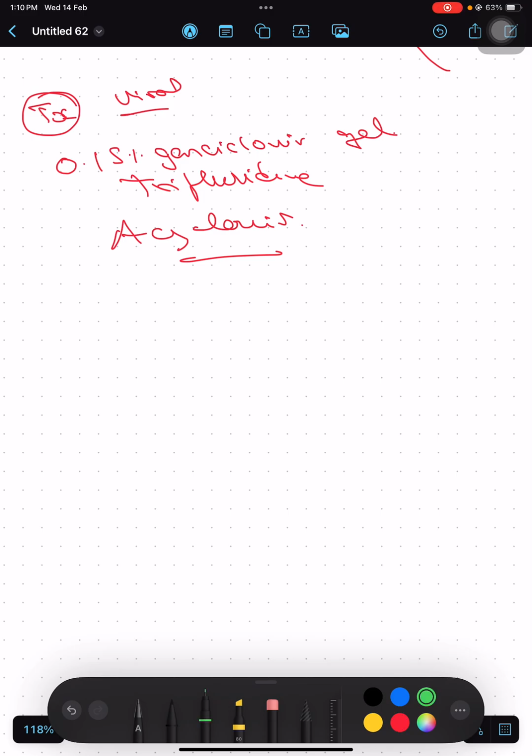Okay, next topic. Herpes zoster ophthalmicus. Very, very important. So we'll do herpes zoster ophthalmicus in the next video.